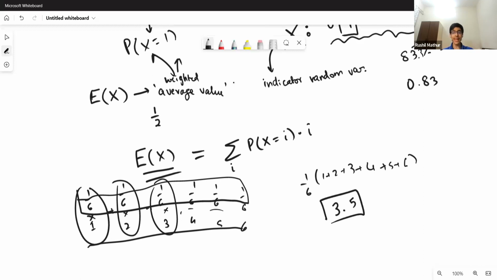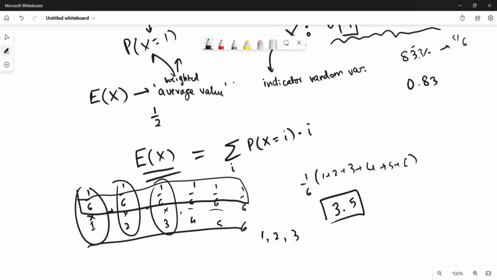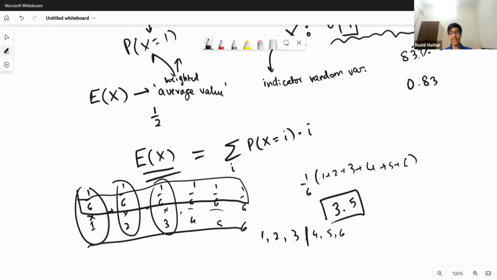And that kind of makes sense, right? Because the possible values on a dice are 1, 2, 3, 4, 5, 6. And on average, you expect it to be about 3.5. Probability suggests that it'll be somewhere in the middle. But that's only if there's equal chance of each of these happening.